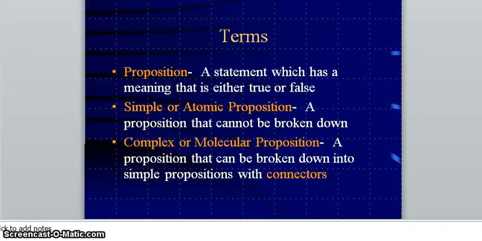There are some terms. First of all, a proposition is a statement which has a meaning that's either true or false. So this is simple for us. A simple or atomic proposition cannot be broken down. It's in its simplest form. And a complex or molecular one is one that's broken down into simple propositions and then held together with connectors. So we break apart a compound sentence and put it into simple things. Commas, periods, semicolons, colons, all of those become indicators for us to keep thoughts together. And that is where we'll add in brackets or parentheses in order for it to work effectively for us.